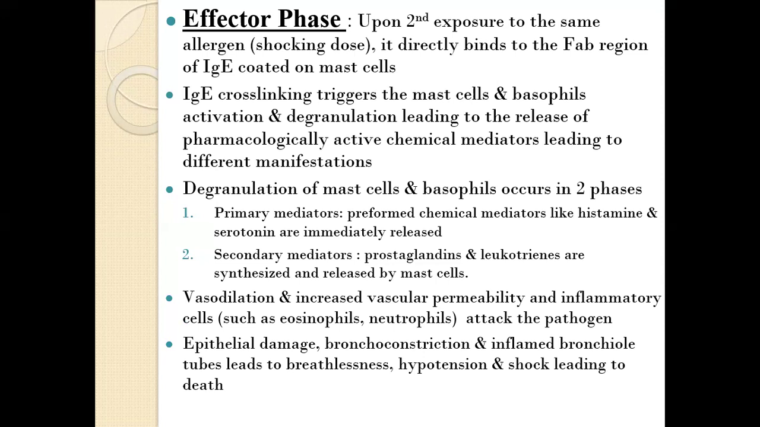So degranulation of mast cells and basophils occurs in two phases. Primary mediators are released. These are pre-formed chemical mediators like histamine and serotonin that are immediately released. Secondary mediators, examples are prostaglandins and leukotrienes that are synthesized and released by mast cells.